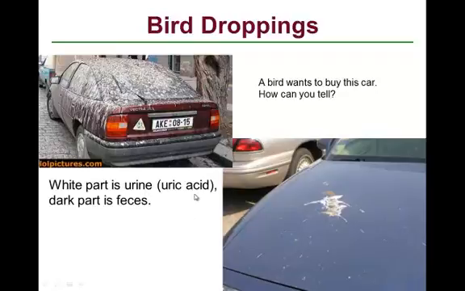Anyway, if you look at a bird dropping, the white part is actually urine. It's uric acid, and the dark part is feces. Remember, birds have a cloaca, and when they go to the bathroom, they go number 1 and number 2 at the same time. So now you know all about bird droppings.